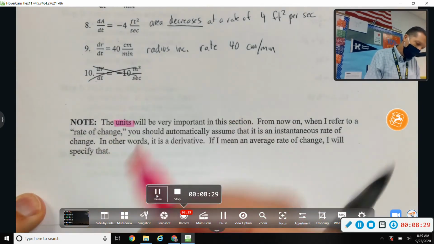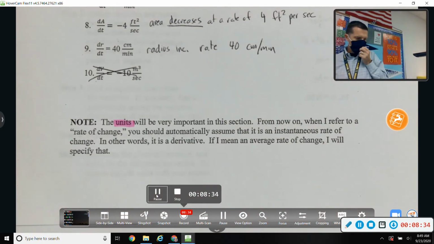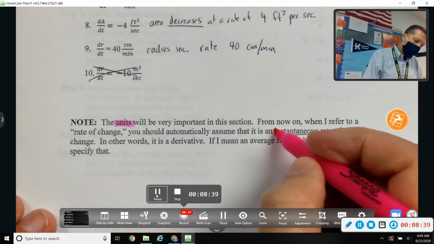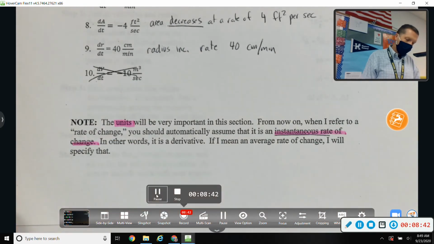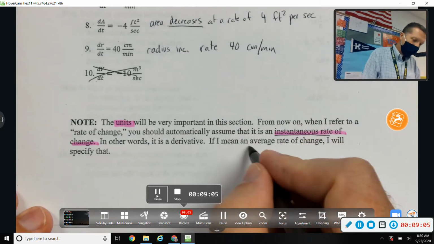Units are super important. And from now on, when I refer to a rate of change, you should automatically assume that it's an instantaneous rate of change. In other words, it's a derivative. We tested this on the last test, instantaneous versus average. And I was pretty clear to say instantaneous or average. I said both of those things on that test. From now on, because most of what we'll do is instantaneous, because that's calculus, and average is just algebra, if we say rate of change, we mean instantaneous rate of change. If we mean average, we have to say average.